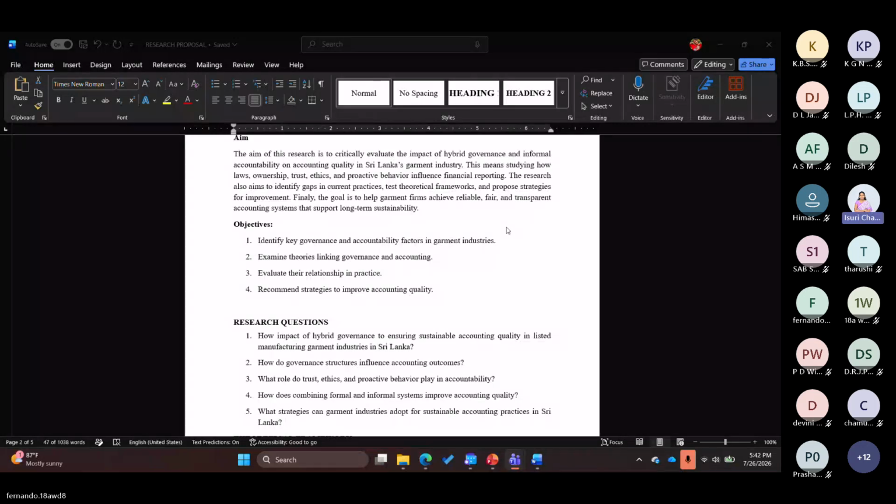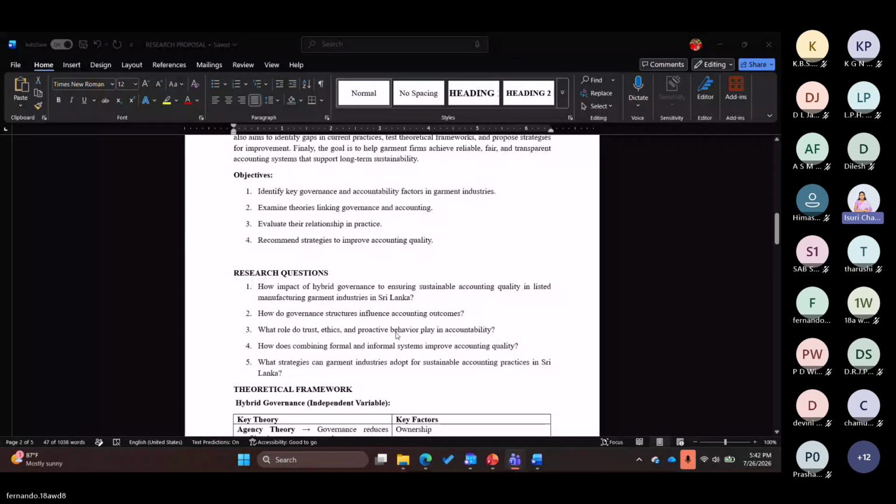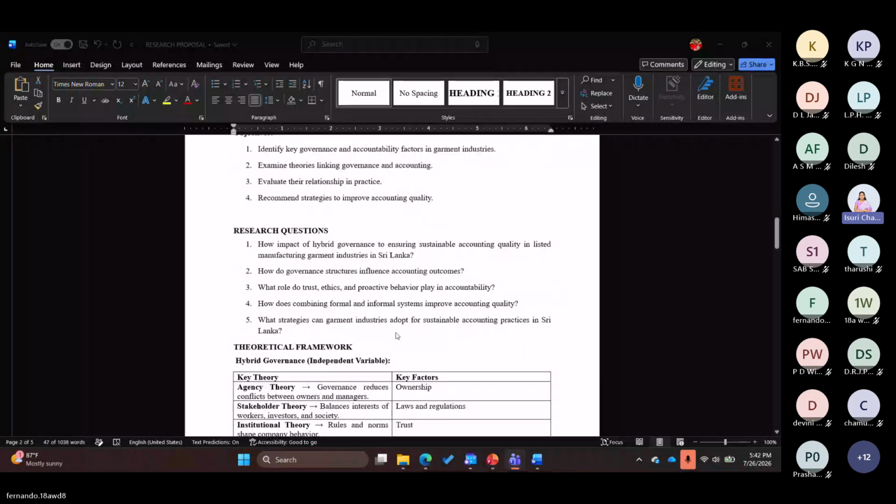Right? Okay. So then, son, the main question you can keep as: what is the impact of hybrid governance on ensuring sustainable accounting quality in the listed manufacturing garment industry in Sri Lanka, right? Then the sub questions. How does the ownership structure influence... remove the word influence. I'm telling all the students again that influence normally need not be included in the research.